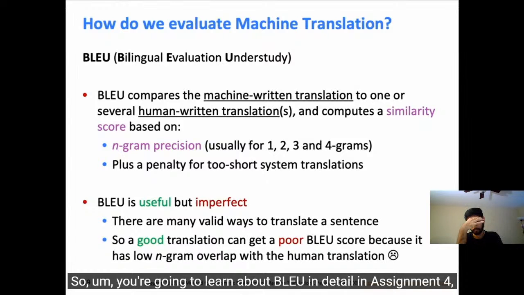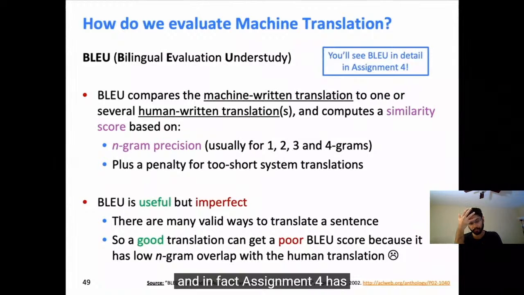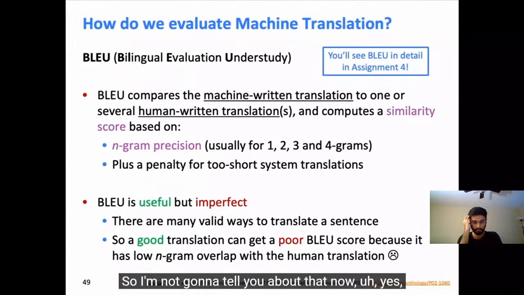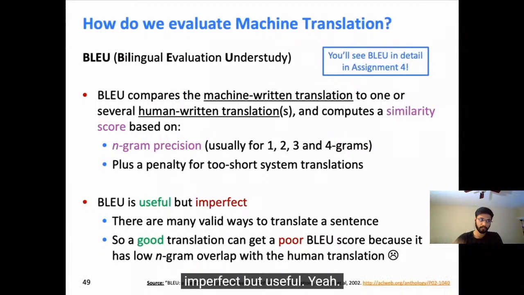So you're going to learn about BLEU in detail in assignment 4, and in fact assignment 4 has a full mathematical description of what the BLEU score is. So I'm not going to tell you about that now. You're going to think about BLEU and the ways in which it's imperfect but useful.